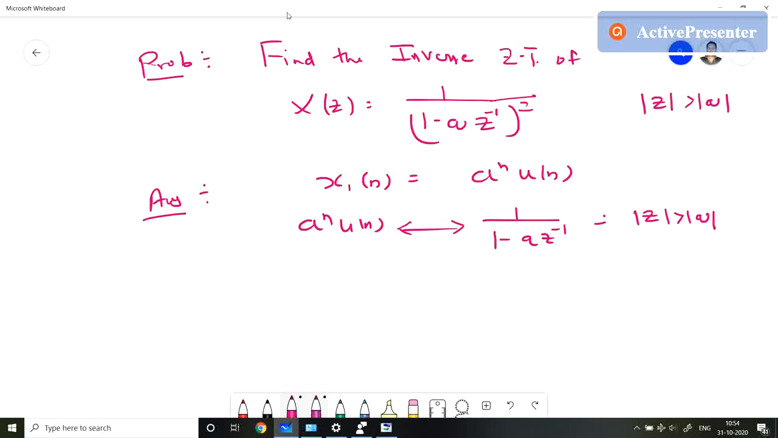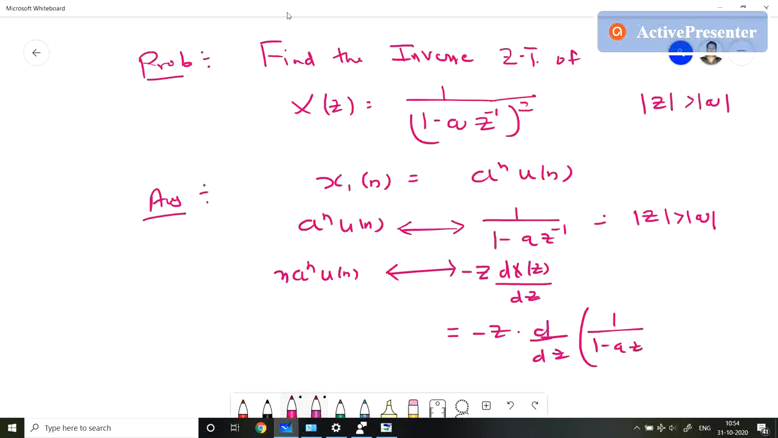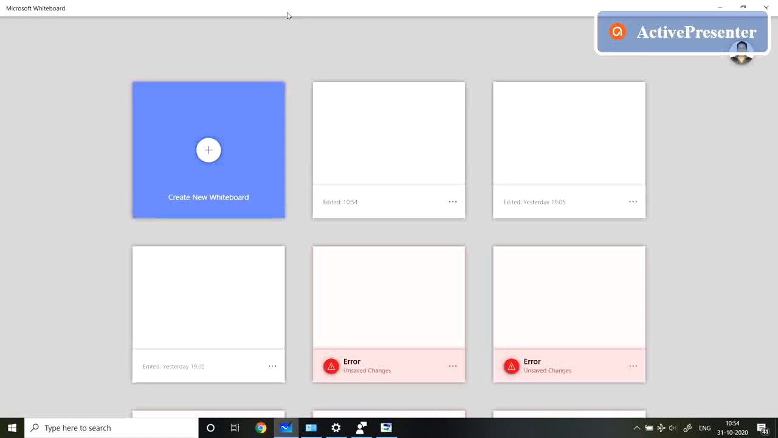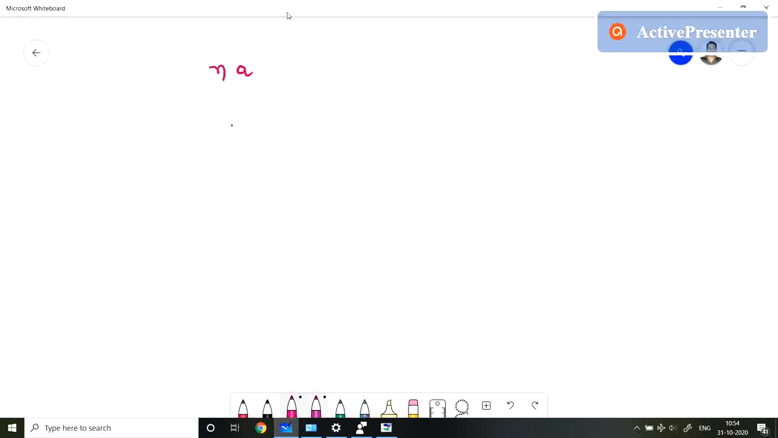Now if we multiply this signal with n, then the Z transform of n a raised to the power n u[n] is equal to minus z dX(z) by dz, and that is nothing but minus z d by dz of 1 divided by 1 minus a z inverse. Now we can solve this by performing the differentiation, and the Z transform of n a raised to the power n u[n] is a z inverse divided by (1 minus a z inverse) square.